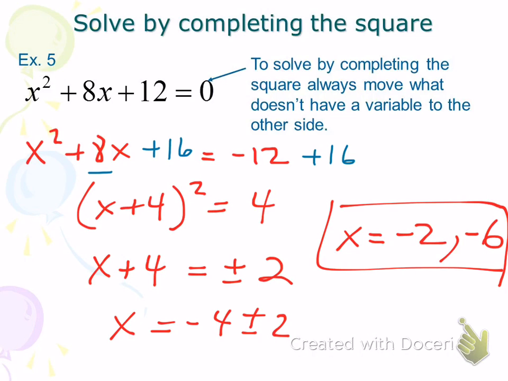Now, let me ask you this. Is this the best way to solve this? Look at the original problem. Can't you factor that? What are the factors of 12 that add up to be 8? X plus 6 times x plus 2. If you set each of those factors equal to 0, you get negative 6 and negative 2. Why don't we just do that?